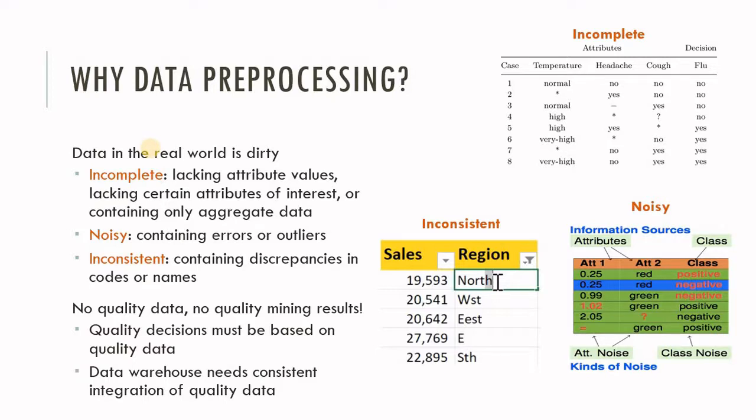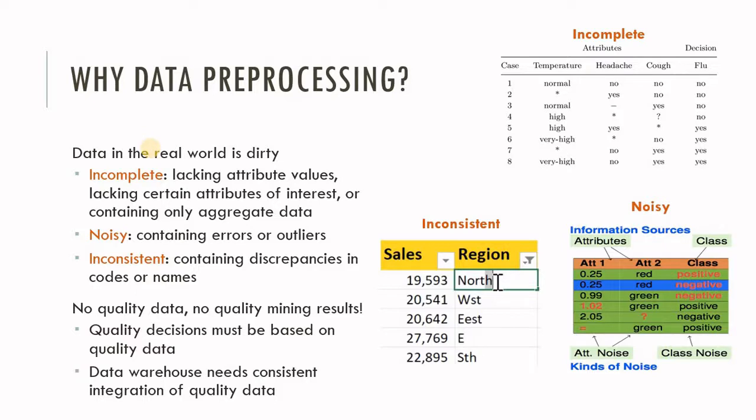Data has quality if it satisfies the requirements of its intended use. There are many factors affecting data quality, including accuracy, completeness, consistency, timeliness, believability, and interpretability.